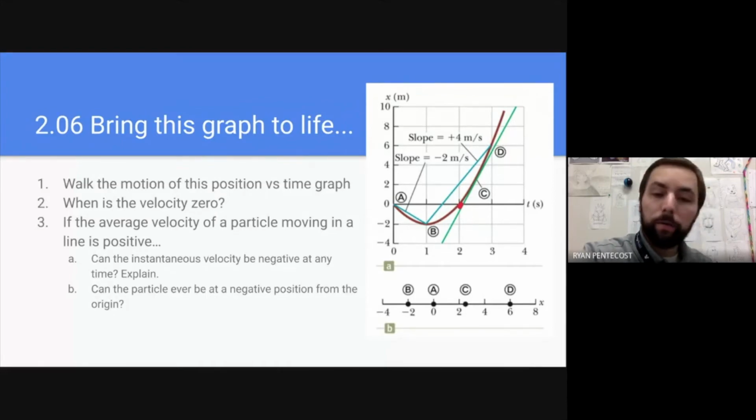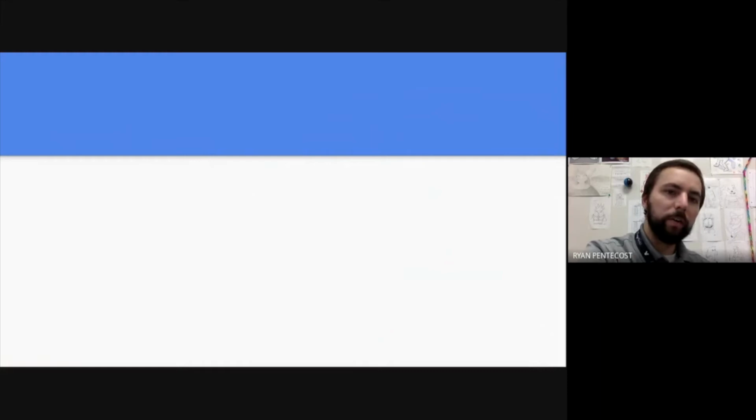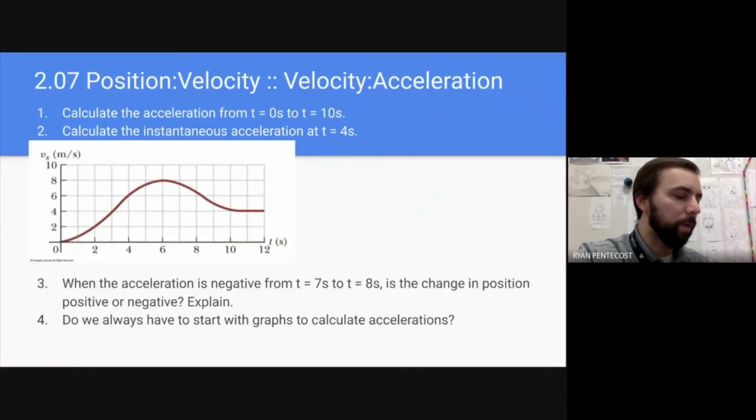So yes, backwards motion is possible even if the average velocity is positive, because we're again looking at instantaneous position versus the average velocity as a whole. So yes, backward motion is possible. On point B right there, you are 2 meters behind your starting point. So that would be a negative position, even though the average velocity of the particle in that time frame is positive. Now let's move to the next topic.